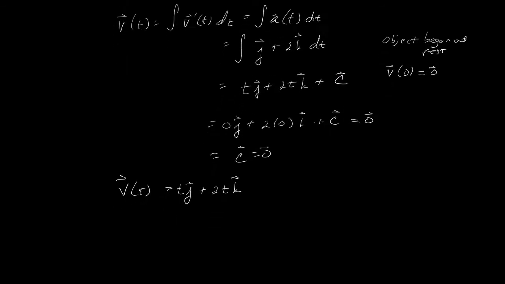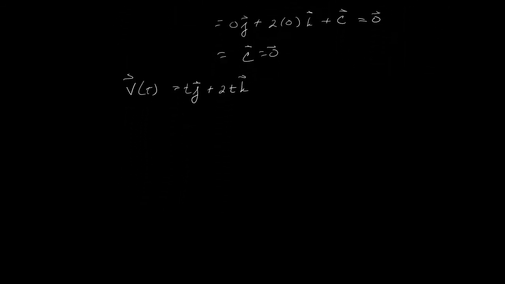Okay, so then our position vector is going to be the integral of this. So r of t is going to be equal to the integral of v of t dt, because v of t is just the derivative of the position vector.